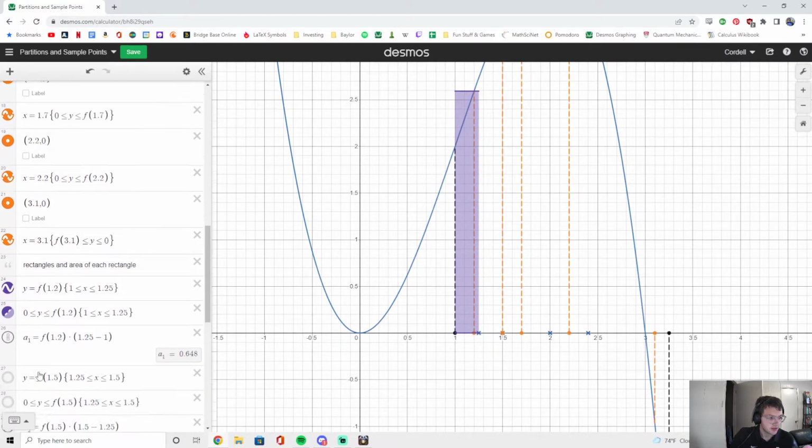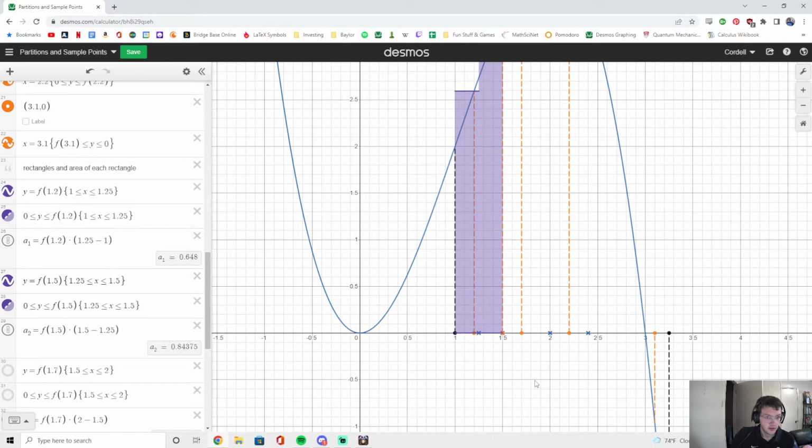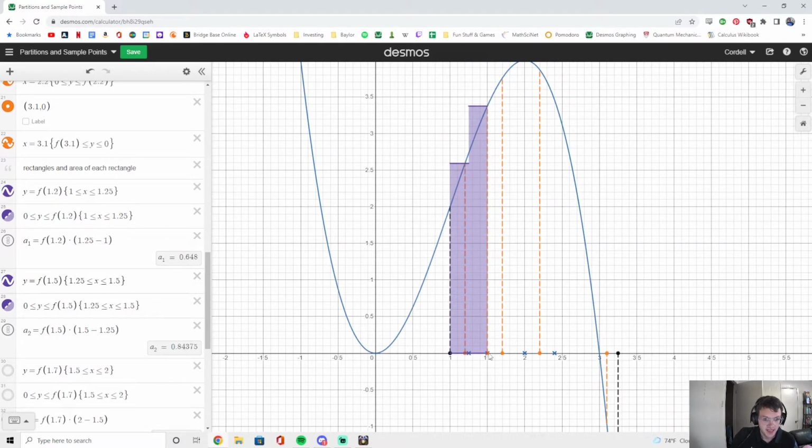Okay, again, our next rectangle has the height of our chosen sample point, which was x equals 1.5. We go to our chosen sample point, go up to meet the function. That's the height of our rectangle. The length of the rectangle is just the length of our partition that we got to choose.